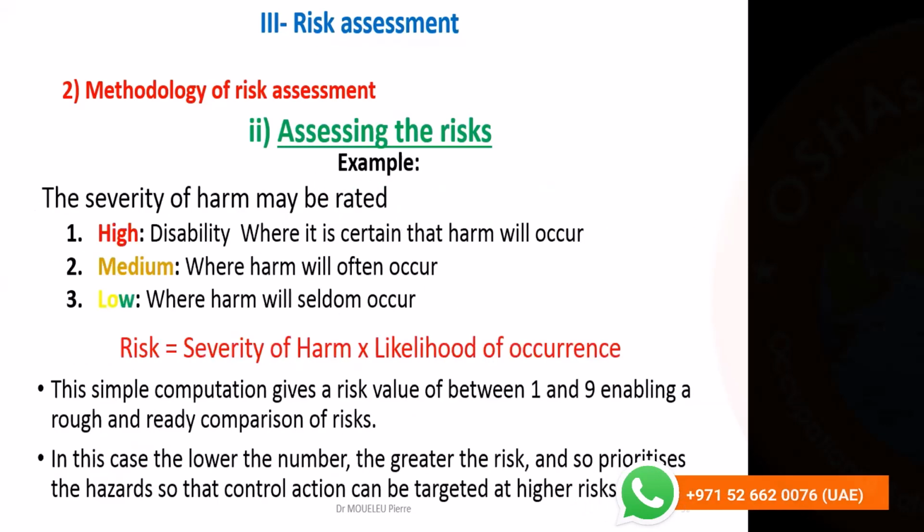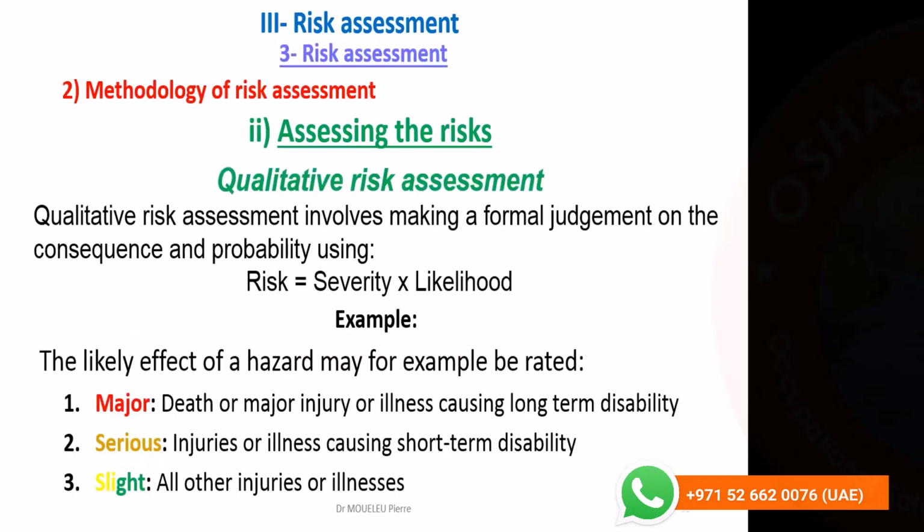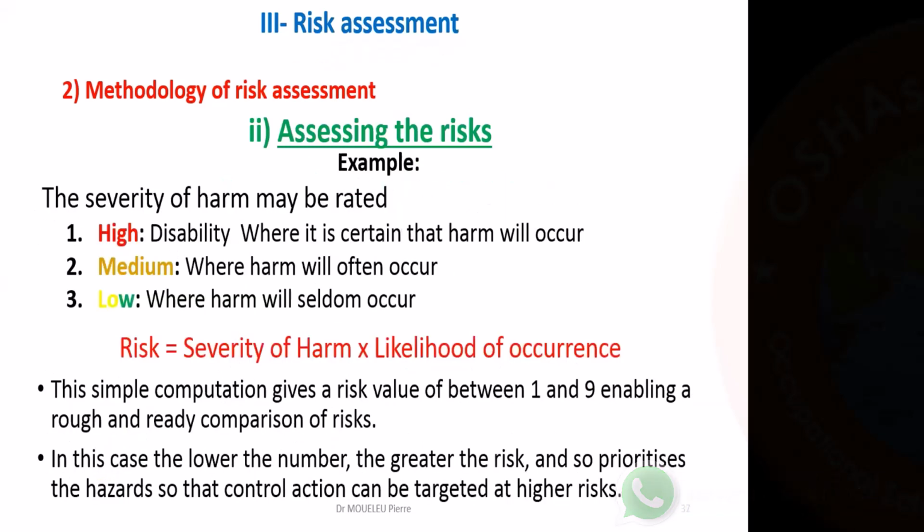And we also have, concerning the likelihood, high, medium, and low. We can have it high where it is certain that harm will occur. Medium when harm will often occur, and low when harm will seldom occur.